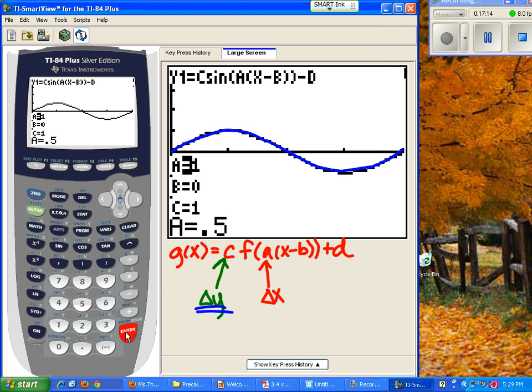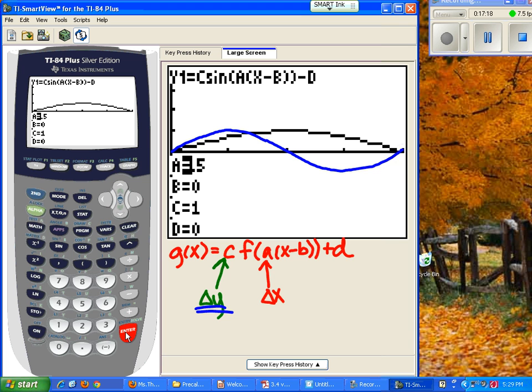So if I hit enter, notice that I took those x values that we had right here and I stretched this out by 2, because this is going to be right here. So I stretched it out. And so now my graph is just about half of what we saw before. So that would be a horizontal stretch, again, by a factor of 1 over 0.5, which is 2.